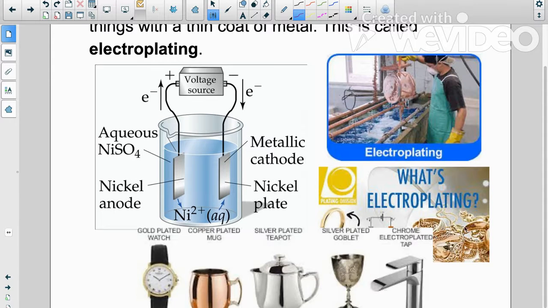Here's some gold jewelry that's electroplated. Here's some silver plated stuff. Okay, gold plated watch. Very nice way to make our objects more attractive by only using a very small amount of metal to do that.